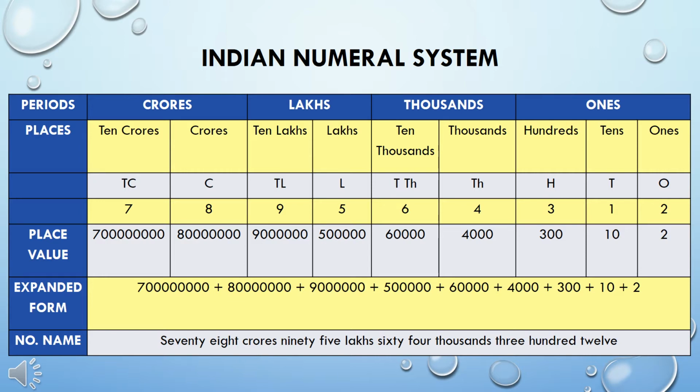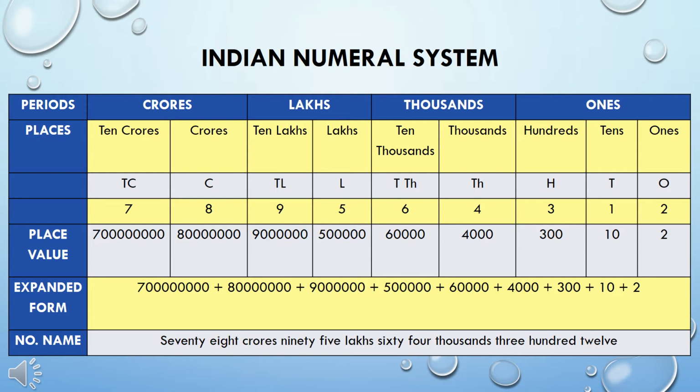The place value of 9 is 90 lakhs. The place value of 5 is 5 lakhs. The place value of 6 is 60,000. The place value of 4 is 4,000. The place value of 3 is 300. The place value of 1 is 10. And the place value of 2 is 2 ones or 2.